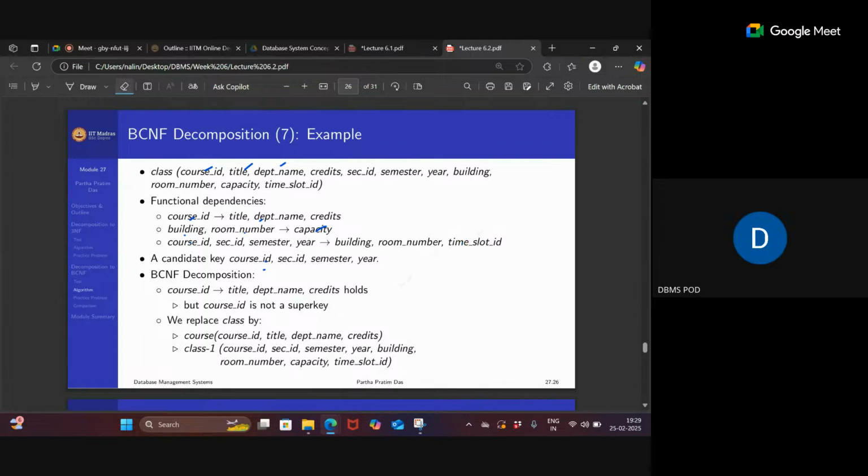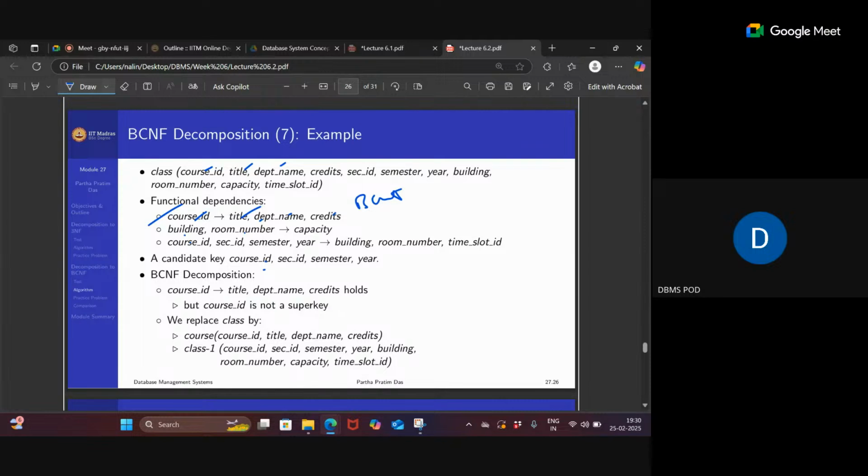And let us see whether this relation is in BCNF or not. How to check? Just check the FDs. You can see course ID alone determining these is not in BCNF. So we can decompose it into relations. We can decompose course ID, title, department name, credits as one relation, and the other relation can be all the attributes minus B minus A, we have to do.